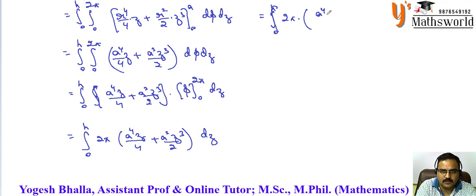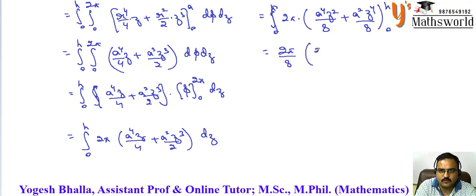Now integrating with respect to z, that will be 0 to h, 2 pi as it is. Now a⁴z²/4 to the 8 plus a²z⁴/4 to the 8 within the limits 0 to h. So it will be 2π/8 into a⁴h² plus a²h⁴.